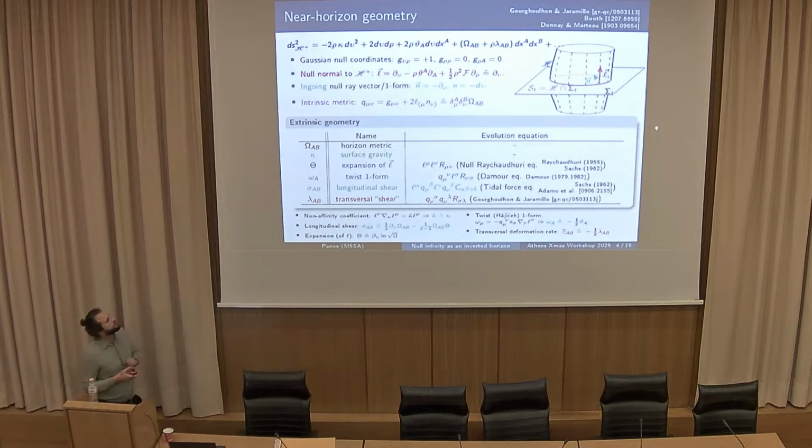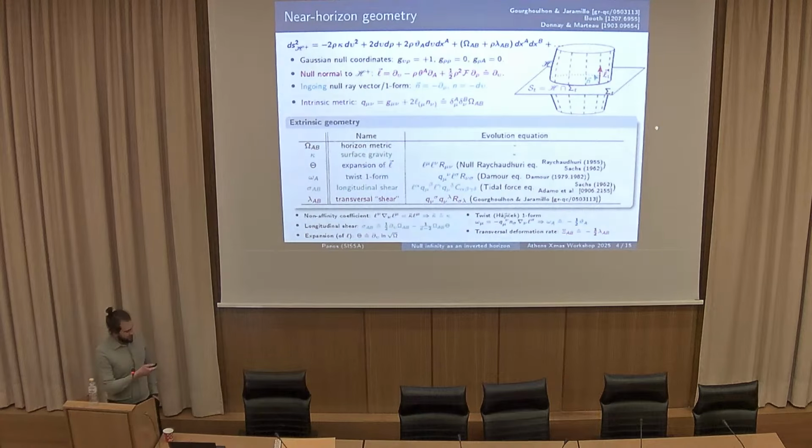Let me just briefly explain what they physically mean. This capital Theta is the expansion of the null normal on the horizon. It describes how the horizon area changes in time. The sigma_AB is called the shear, the longitudinal shear. It is the shear associated with this null normal on the horizon. And this omega_A is a twist or a Hajicek one-form, which captures frame-dragging effects associated with rotating horizons. This kappa here would be the surface gravity of an event horizon. I don't want to get more than that.